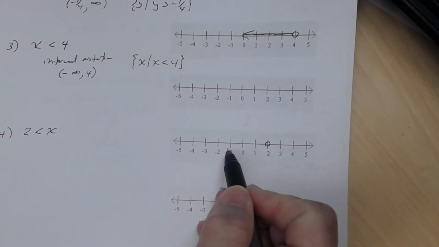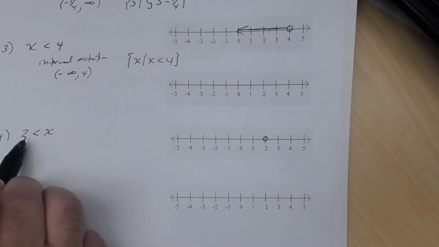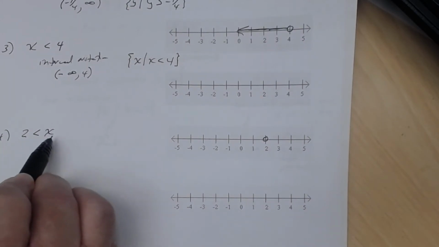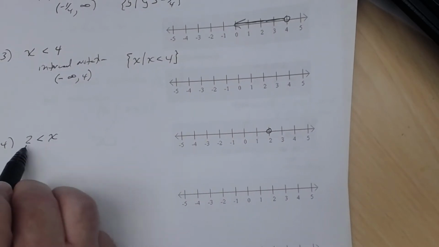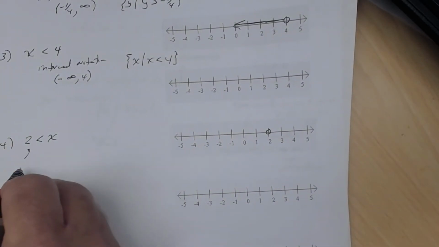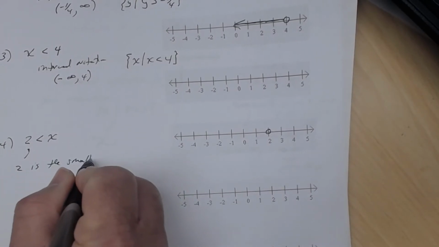You don't shade that part in, because what that says right here is that, remember, x is your solution, so that means that 2 is less than any other solution, any other number that's a solution. So that means that 2 is the smallest. 2 is the smallest solution. That's what that means.